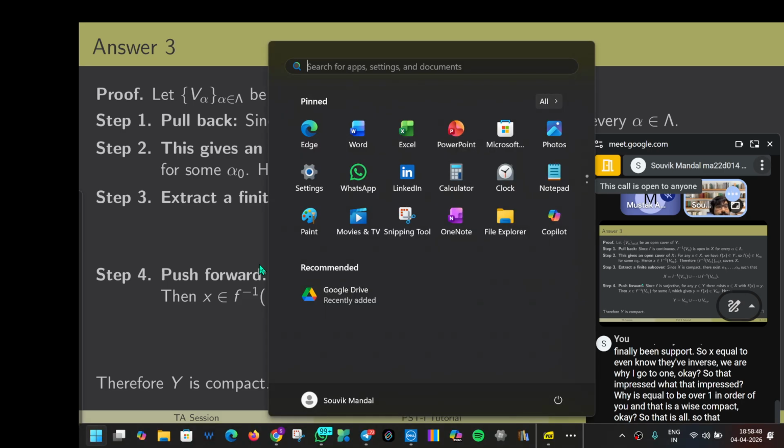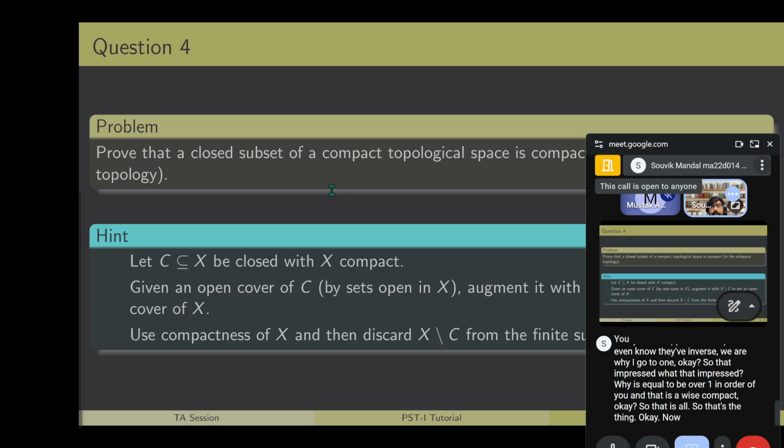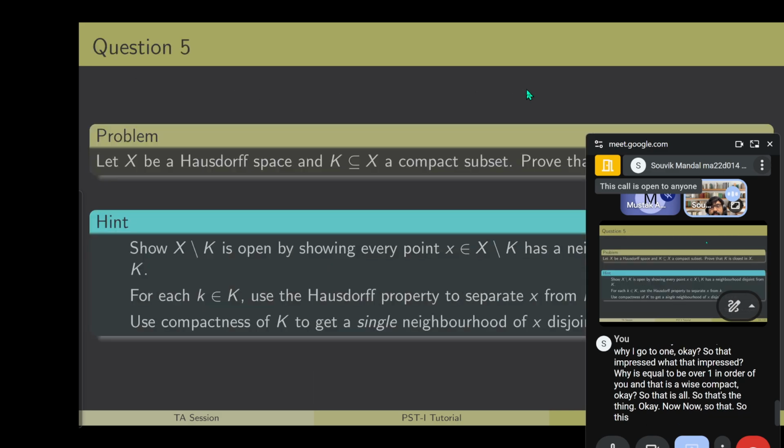So that is the thing. Now, this thing you have seen already.